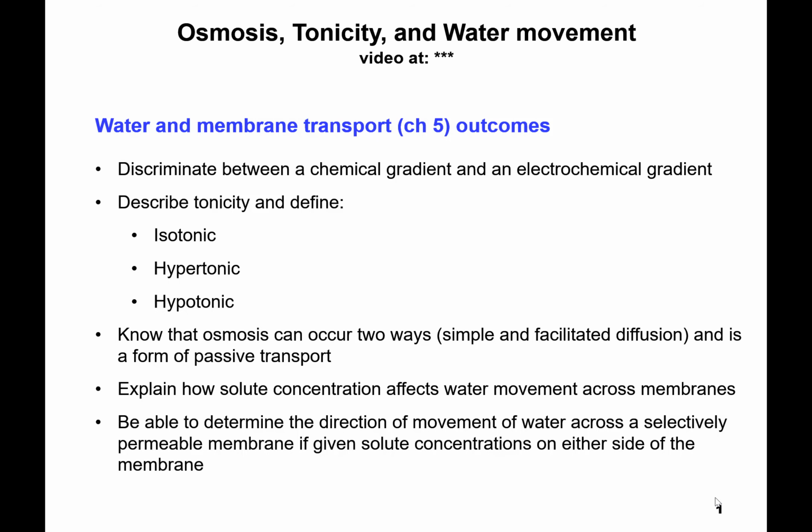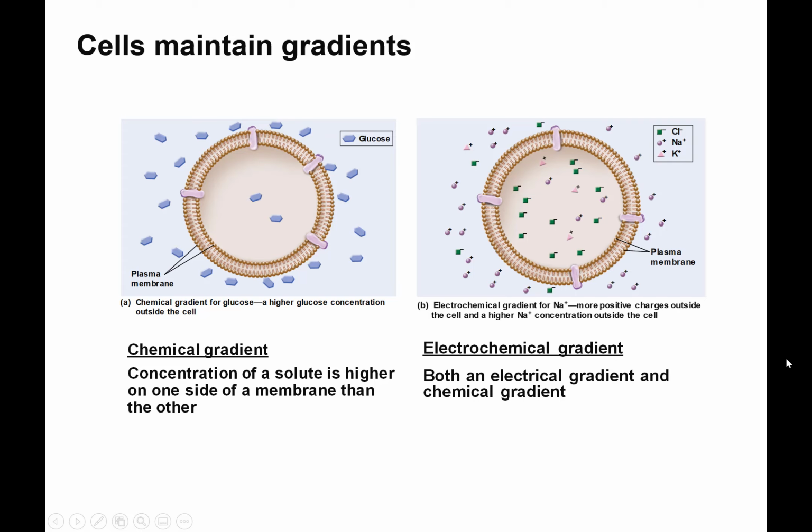Okay, this lecture is covering osmosis, tonicity, and water movement. So here are the outcomes we will cover. And let's start by talking about gradients. So cells maintain gradients. So let's first talk about what is a gradient.